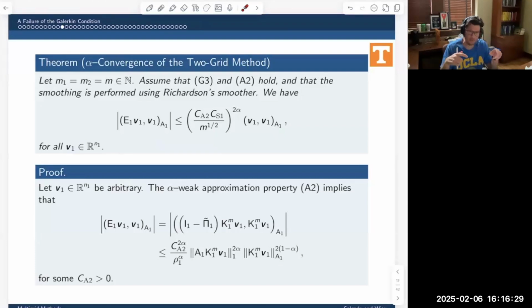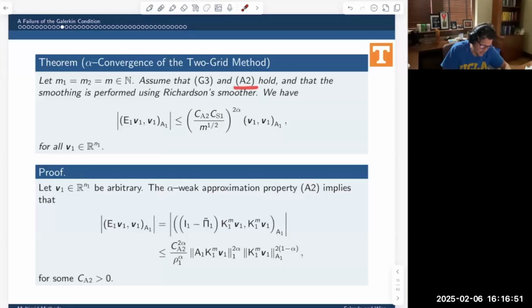And then last time we spent a fair amount of time proving the alpha convergence of the two-grid method. That means we're proving it with alpha not equal to 1, which is going to be the stronger case. So we can prove that we have convergence in this sense with assumption G3, that scaled Galerkin condition, so we can give up on the Galerkin condition. We don't lose everything. We still get some form of convergence.